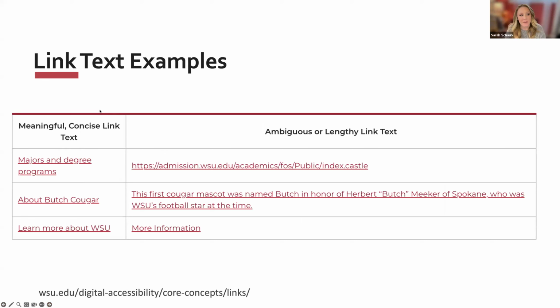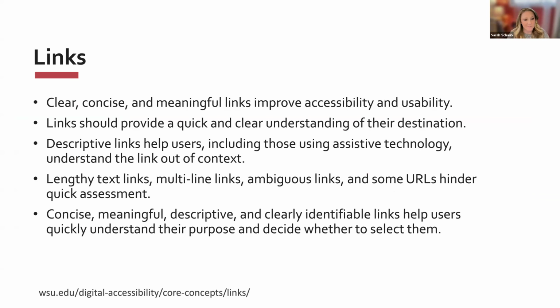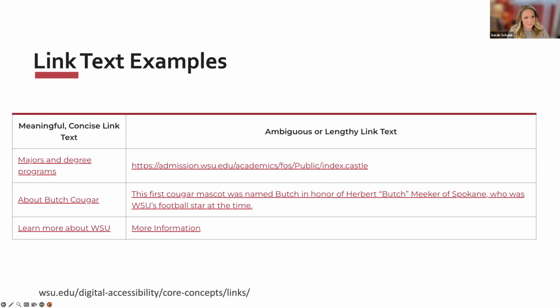So this I've taken directly off the WSU Digital Accessibility website. So the URL for this content is wsu.edu/digital-accessibility/core-concepts/links. So on the screen, there is a table with 2 columns. The first column has examples of meaningful, concise link text, and the second column has examples of ambiguous or lengthy link text. So it'll give you kind of an idea of this example is taken directly from the WSU website.